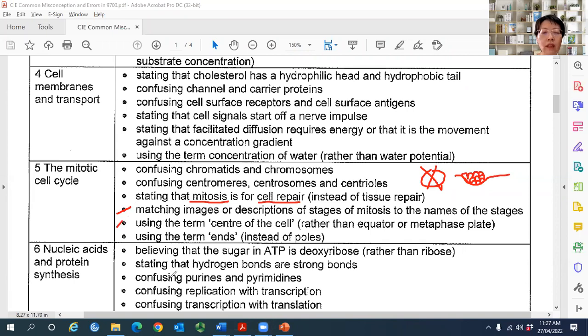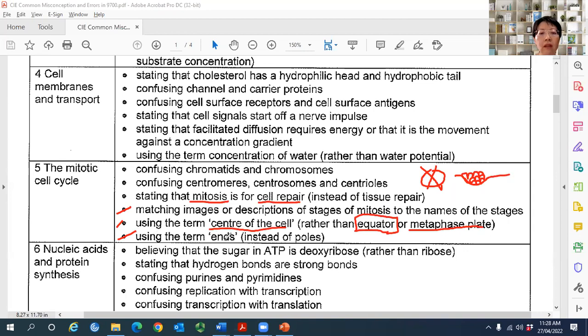Okay, next. Using the term center of the cell. My goodness, what do you mean by center of the cell? You must use the word equator or metaphase plate when you want to say all the chromosomes align at the equator during metaphase. So equator is the word. Don't say center. Where's your waist? Center of my body lah. Center of the body where? Am I supposed to think of a 2-dimensional or 3-dimensional center of the body? So again, in biology you have to use terms very crystal clear, accurate and specific. Then you score A star.